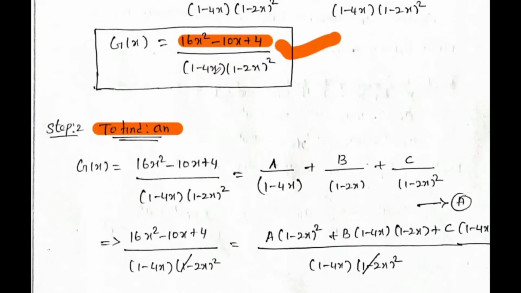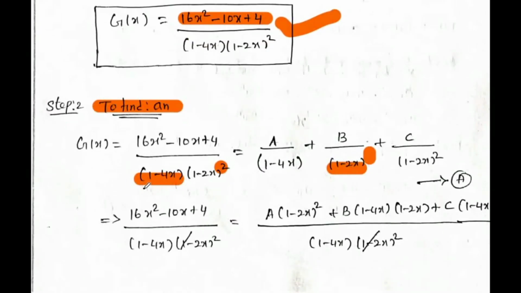So using that, I'm going to write the term as A by 1 minus 4x, B by 1 minus 2x power 1, C by 1 minus 2x whole power 2. Okay, so we consider this as equation A. So we take the LCM, 1 minus 4x into 1 minus 2x whole square. Okay, here 1 minus 4x is getting cancelled. We have 1 minus 2x whole square into A. Here 1 minus 2x one term is getting cancelled, and the remaining term into B. Similarly, C: this term is getting cancelled, and we get this term into C.